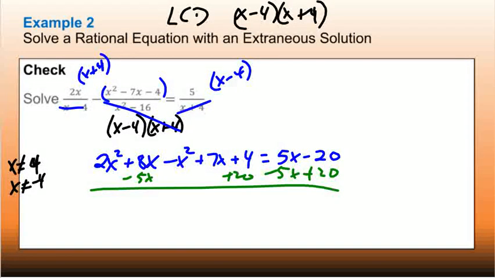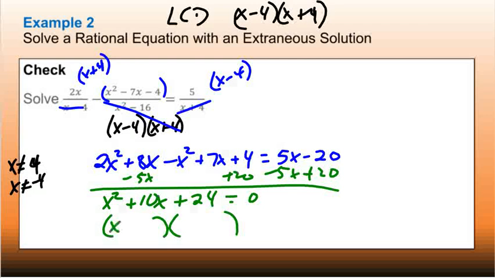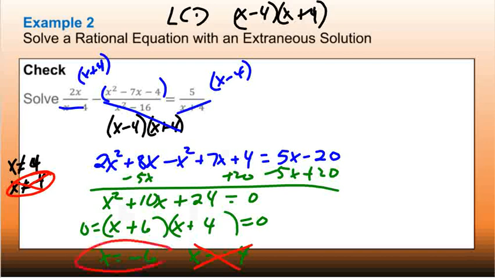We now have 2x squared minus 1x squared is x squared. 8 minus 5 is 3. Plus 7 is positive 10x. And plus 24 equals 0. Factor this, and we have plus 6 and a plus 4. Make them equal to 0. X would equal negative 6, and x could equal negative 4. Now we know that x cannot equal negative 4 because of here, so this is not correct. The only solution is x equaling negative 6.